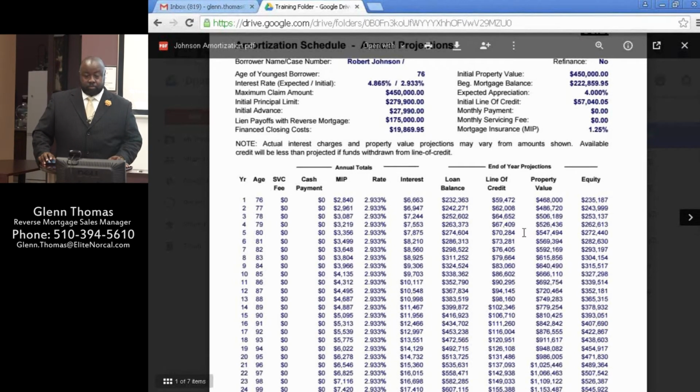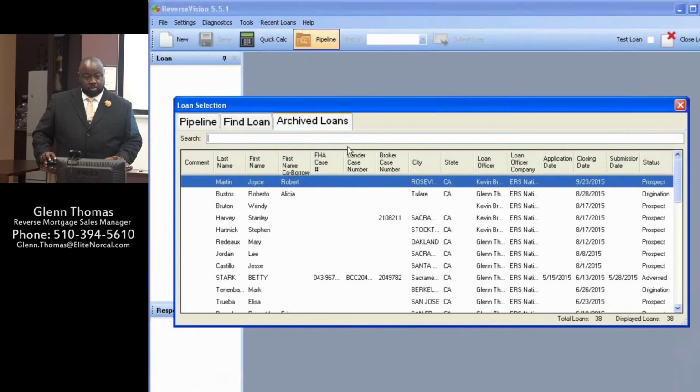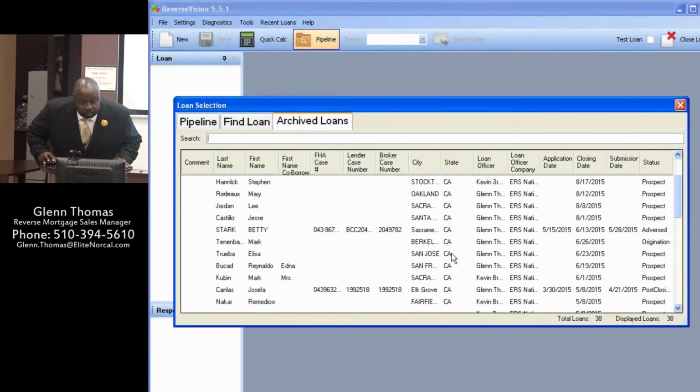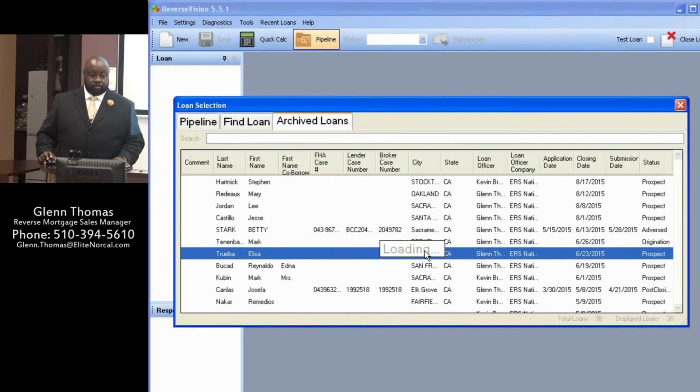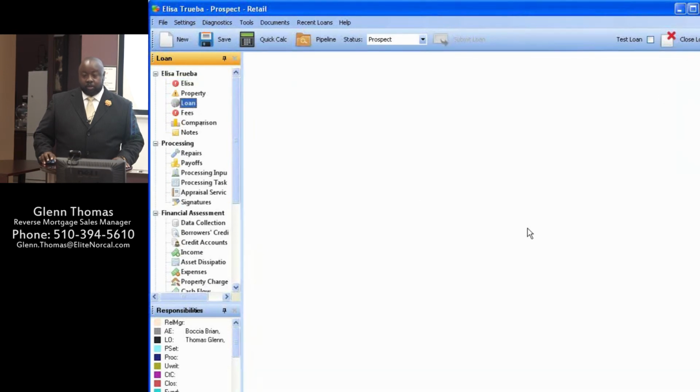Here, let me show you an option. Trying to see some of these old loans that we had. I'm going to show you, some people say, well, how do you know it's going to appreciate like that? Well, I don't know. No one knows. But let's see what we can find out for you. Come on, Reverse Vision. Don't let me down. It looks like it's thinking right now, so that's a good sign.